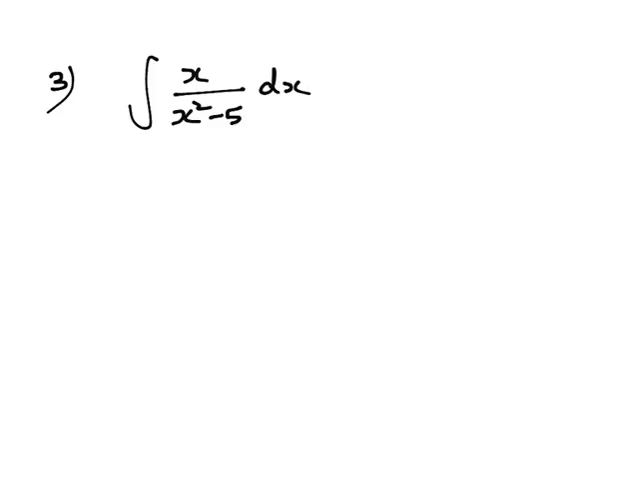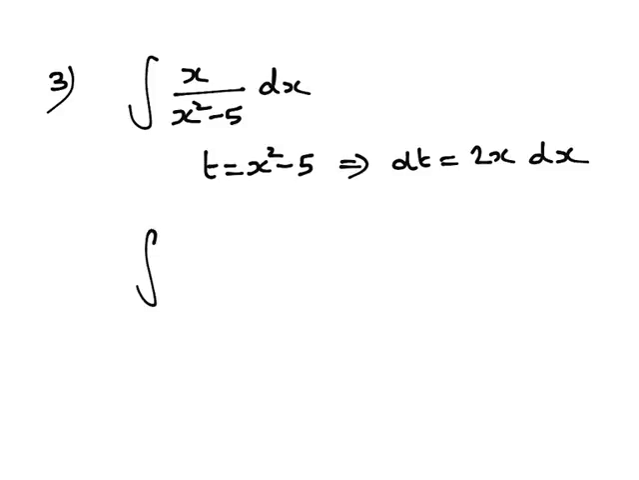Okay, in this question I am going to take t as x squared minus 5, for obvious reasons. This implies dt will be 2x dx, because the derivative of x squared is 2x and the derivative of 5 is 0. Now I can rewrite this integral as 1 by (x squared minus 5) into x dx.